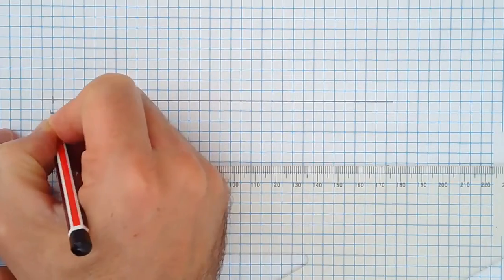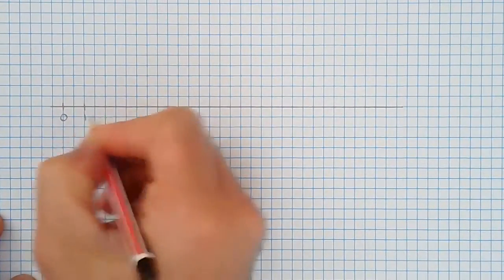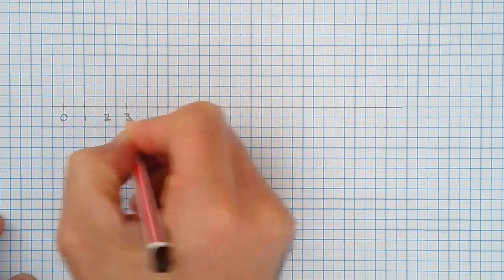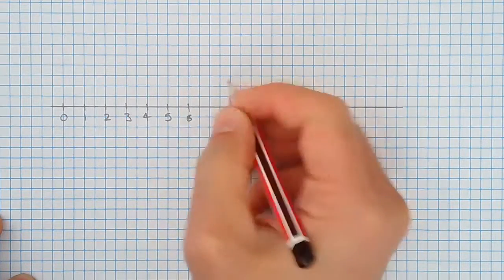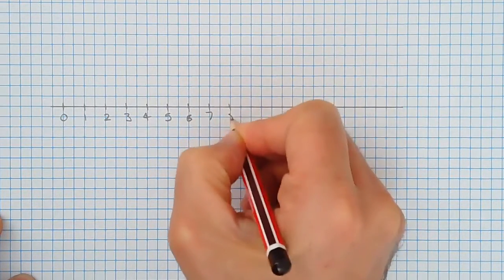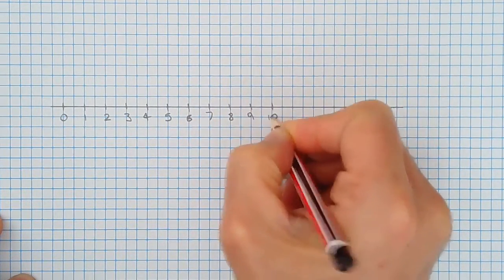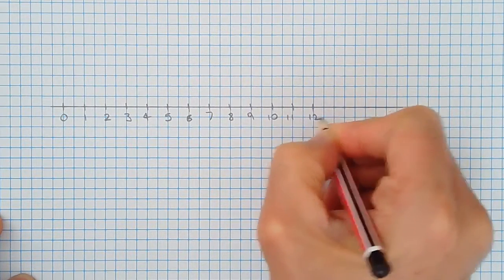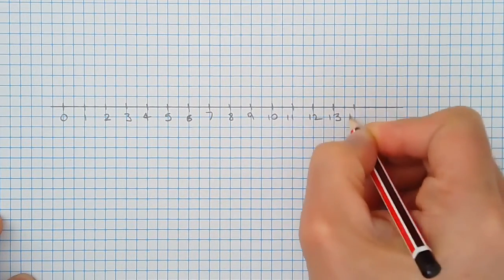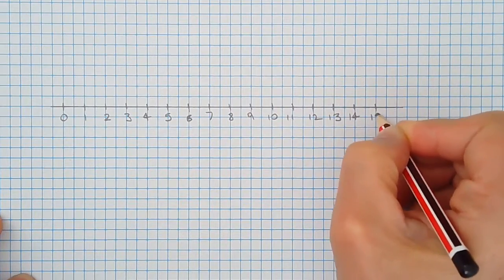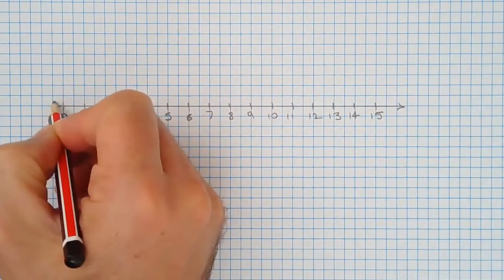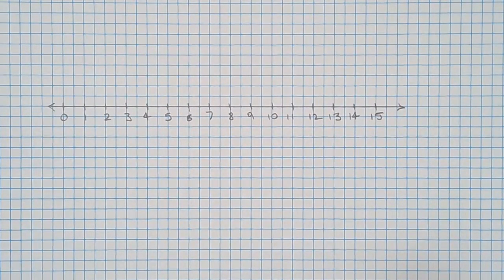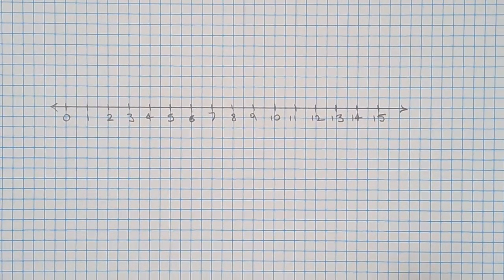So there's 0. Now I'm going to draw in my scale first. 0, 1, 2, 3, 4, 5, 6, 7, 8, 9, 10, 11, 12, 13, 14, and 15. Well, it's just a number line, right? Just as long as it's a number line that's drawn to scale, that's sufficient.